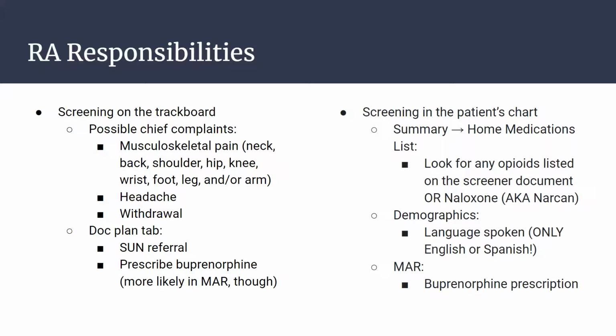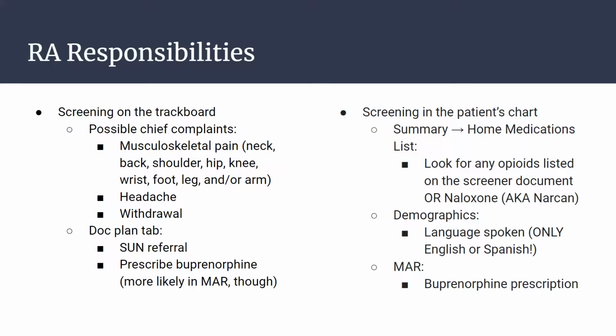Some possible chief complaints that you can look for in this study are musculoskeletal pain, headache, and I've actually seen withdrawal a couple times, so that might be something to look into, but it's not very common, so you might not see that. Then we're also going to check the doc plan tab, and this is where we're going to look for a Sun referral. And sometimes they might actually have a note that they want to prescribe buprenorphine. So that's how you can maybe get that, but this is more likely in the medication administration record. So I'll talk about that in a little bit.